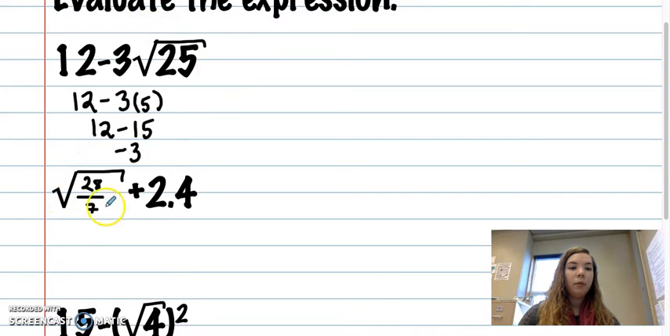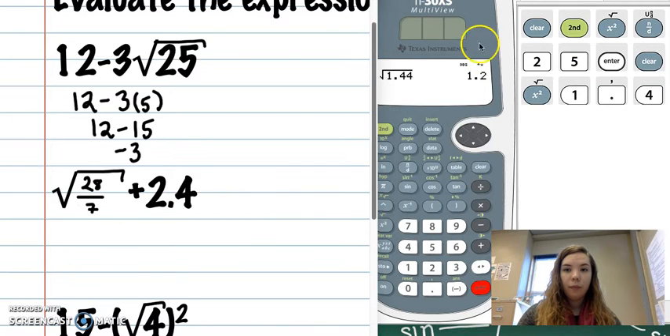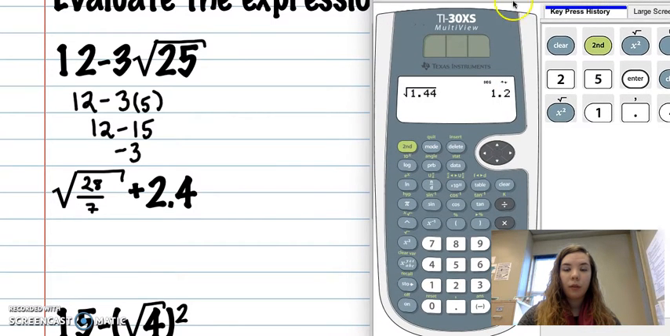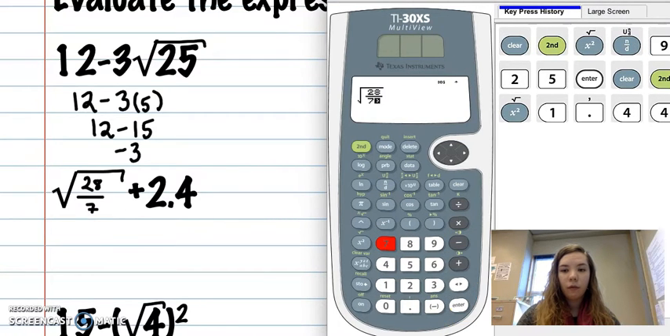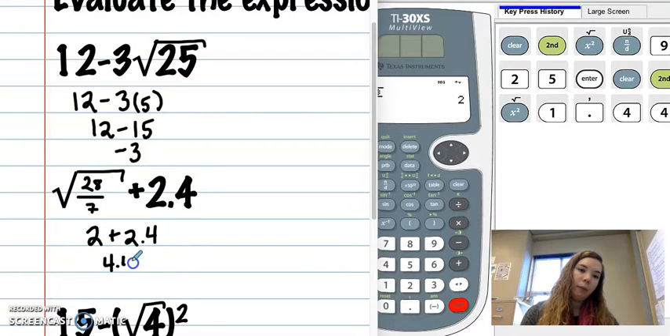For my square root, let's go ahead and type this one in. Second square root of 28 sevenths is 2. 2 plus 2.4 is 4.4.